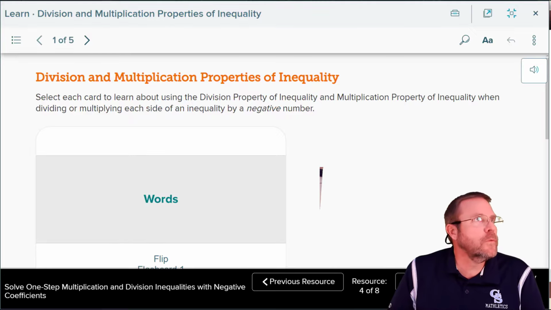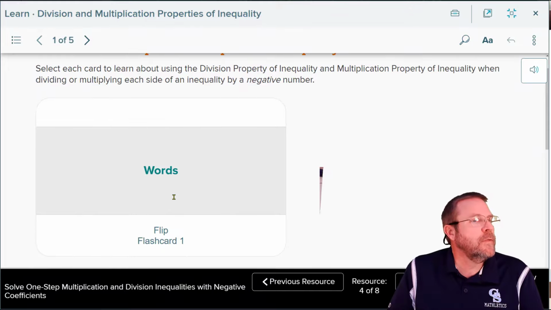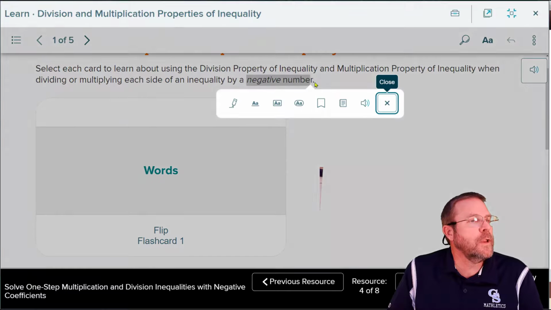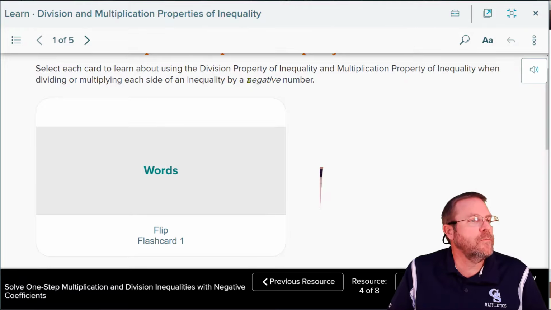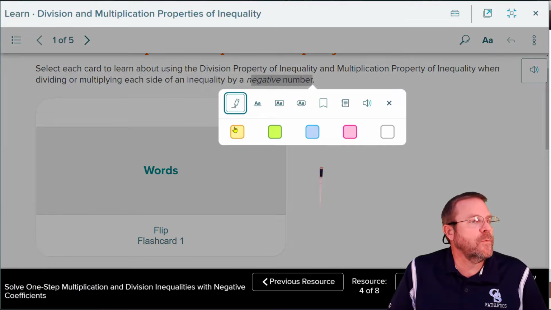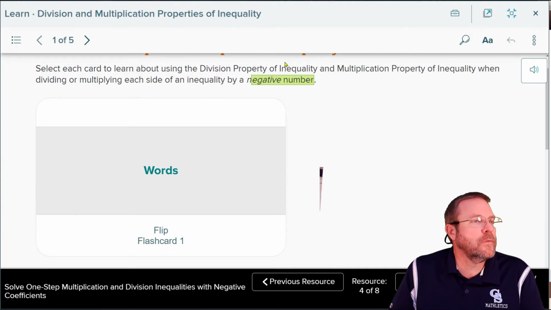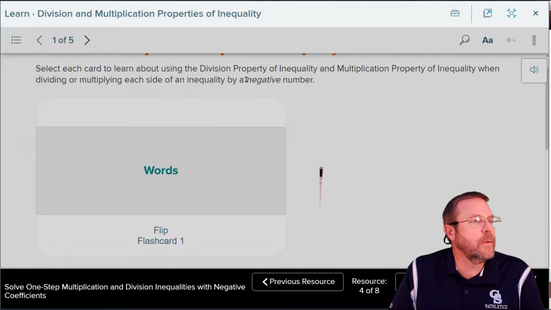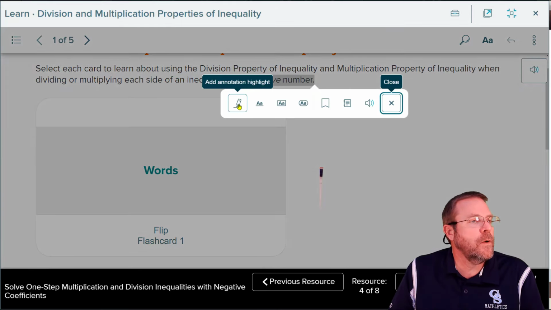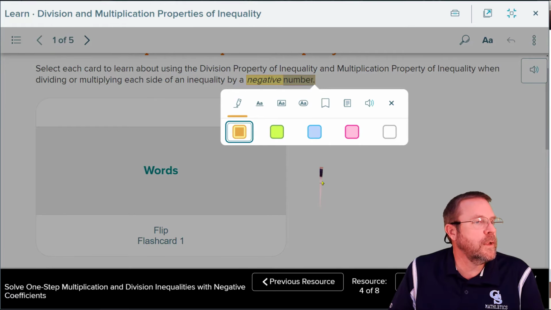We talked about this the other day, and we're going to take it even further now because now we're looking at it when it has a negative number involved. When we looked at this before, all we had was a positive number. Well, that didn't highlight very well. Let's try that again. All we had was a positive number. Now we're going to look at the rule with a negative number.